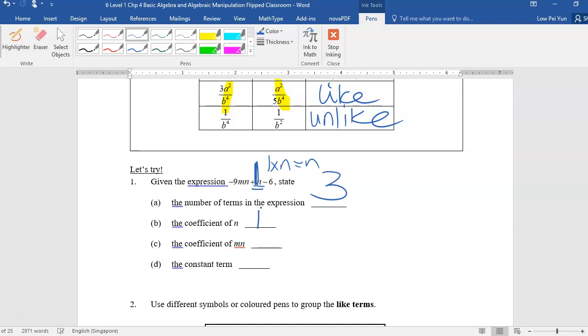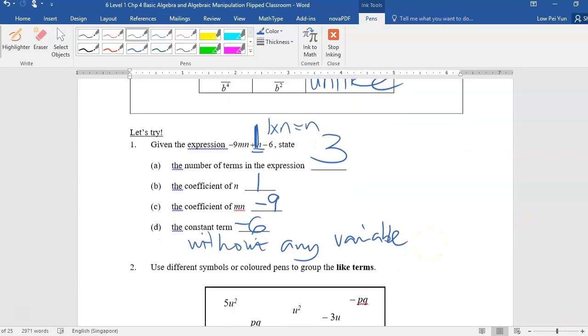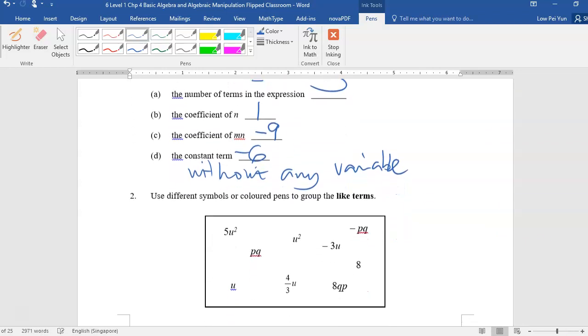What about coefficient of mn? Tricky. Don't forget your negative sign. Answer is negative 9. And the constant term is negative 6. The term without any variable. Yes, teachers like to use cursive because we want to write it fast. So please get used to writing cursive.